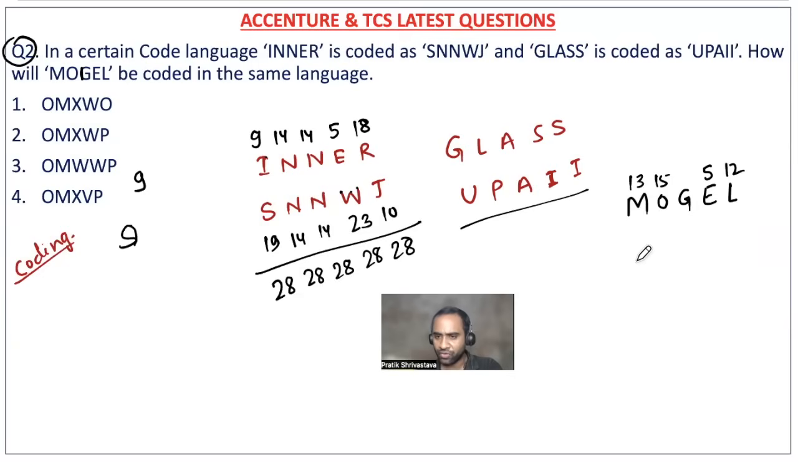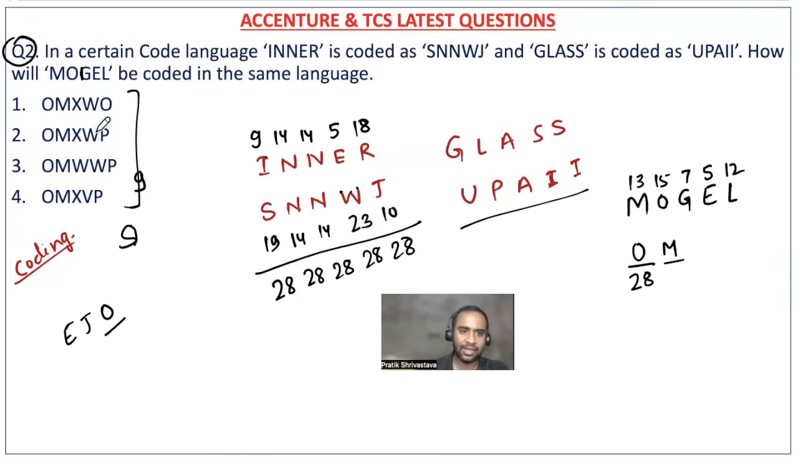Now we want 28 here. 13 plus 15. 15 is nothing but O, so here it will be O. 15 plus 13, so here it will be M, because M is 13. So OM. And then G will be 7. 7 plus 21 will be 28, so it should be D here. Model, because if it is D, then the D position will be 4.